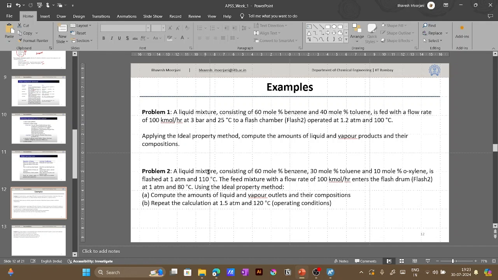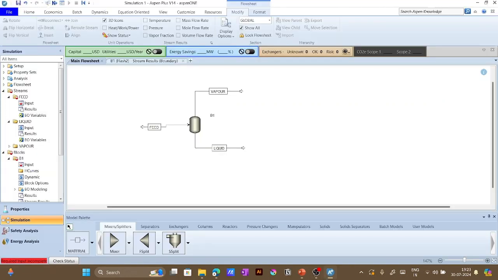So we have a liquid mixture which contains 60 mole percent benzene and 40 mole percent toluene, which is fed at a flow rate of 100 kilomole per hour, 3 bar pressure and 25 degrees centigrade into the flash chamber, which is operating at this condition. Applying ideal property, compute the liquid and vapor fraction and the vapor composition of this product.